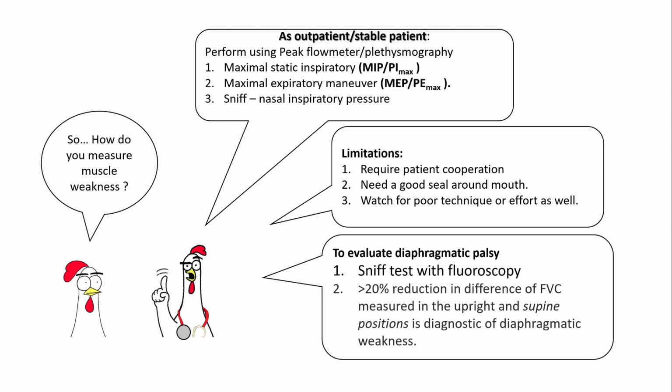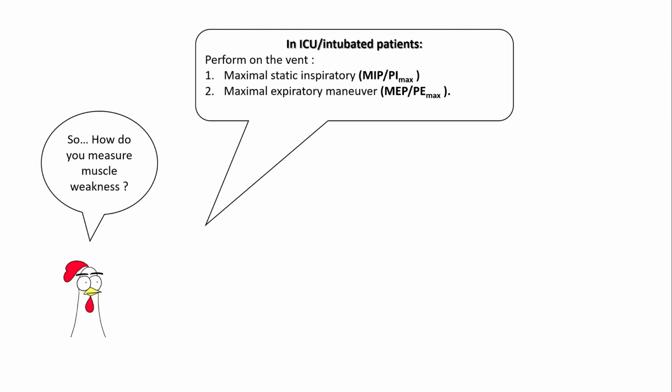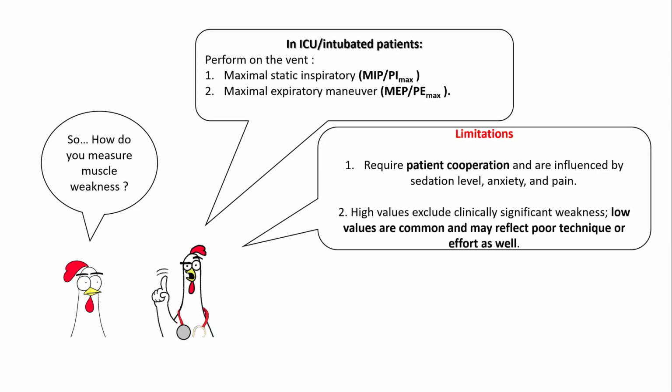Or if you observe a 20% reduction in forced vital capacity in upright and supine position, this would be suggestive of diaphragmatic weakness. In ICU, you can perform maximal inspiratory and expiratory maneuvers on a ventilated patient. And again, the same limitations arise, as it requires patient cooperation. And certainly in ICU, this is heavily influenced by sedation level, anxiety, and pain.